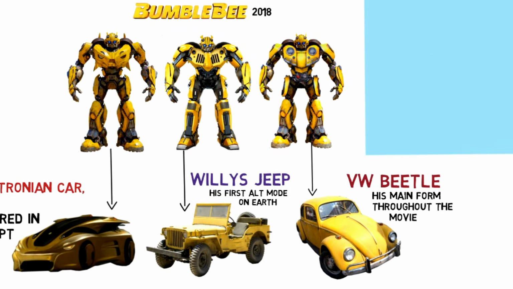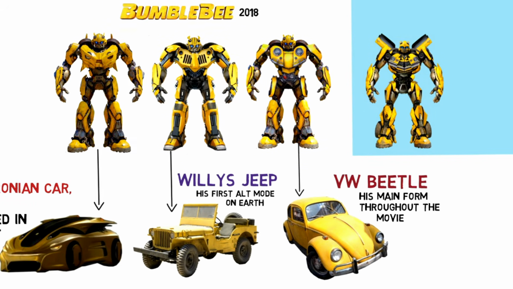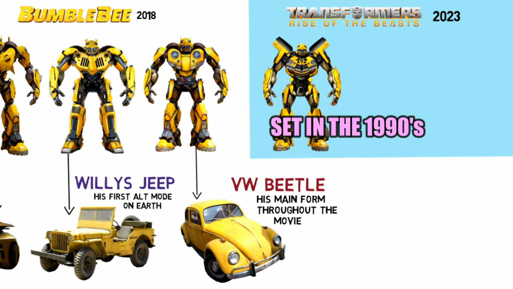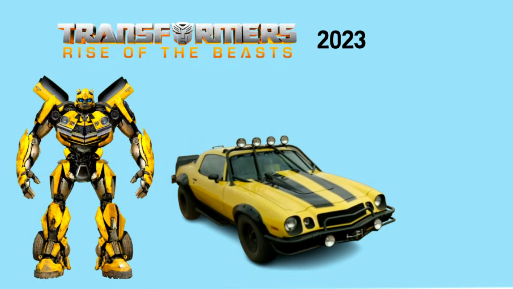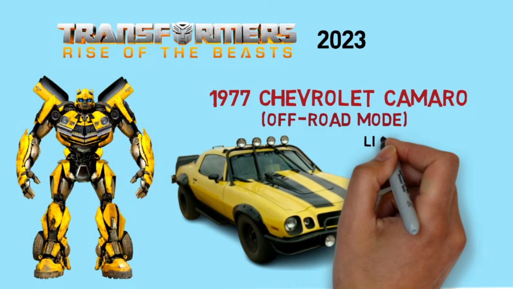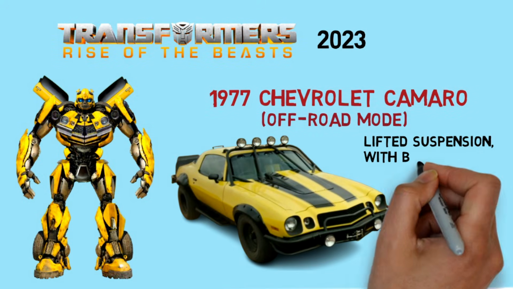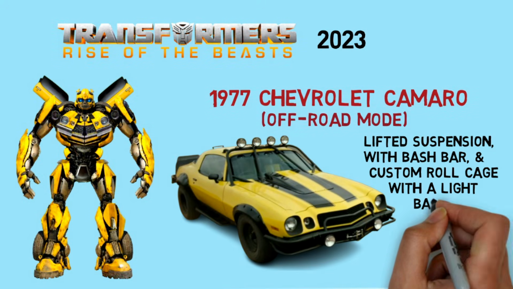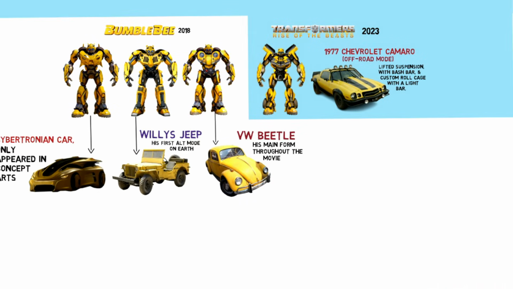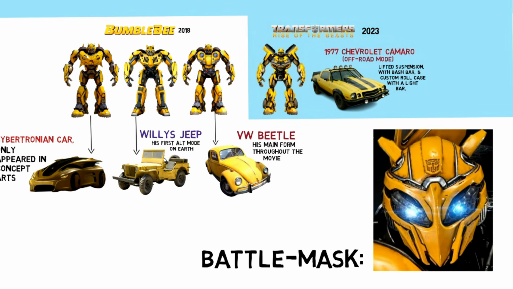So, Bumblebee's new transformation is brought over to the sequel, Transformers Rise of the Beasts, which is set in the 1990s. He maintains his 1977 Camaro transformation, but modified as an off-road mode this time, with a lifted suspension, a bash bar, and a custom roll cage with a light bar. And here's what his battle mask looks like in these 2 movies.